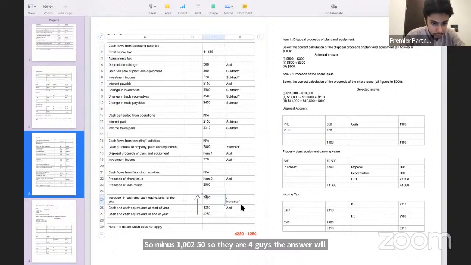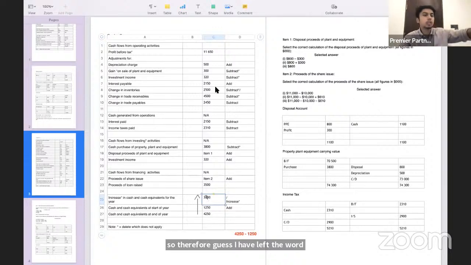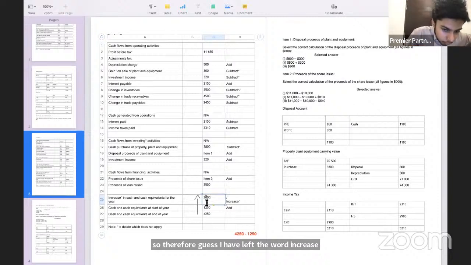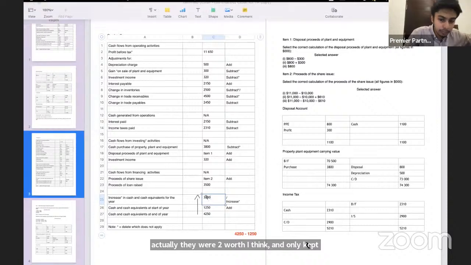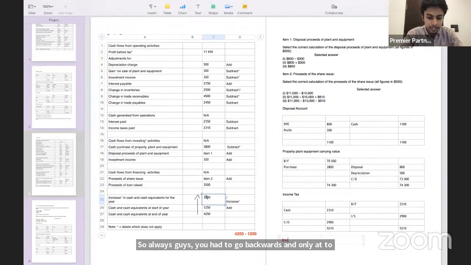So 3,000 is positive, therefore I have left the word increase. Actually, there were two words, increase and decrease, and I only kept increase. So always, you have to go backwards and only then find the answer. For anyone who doesn't know, it's like this.